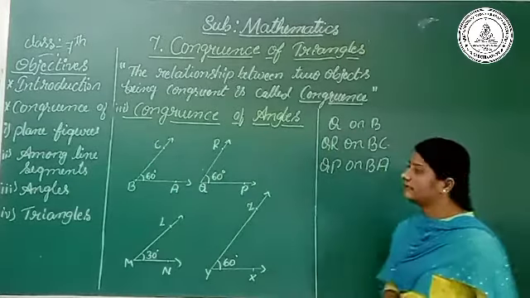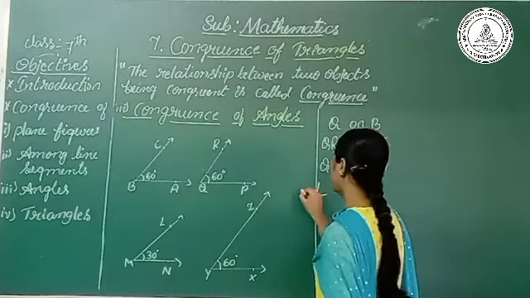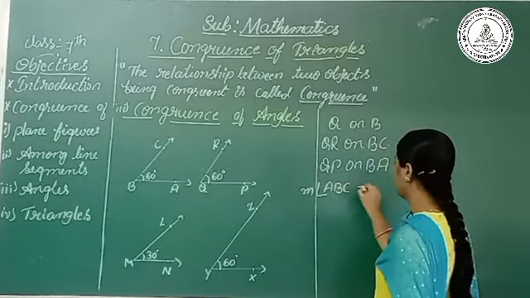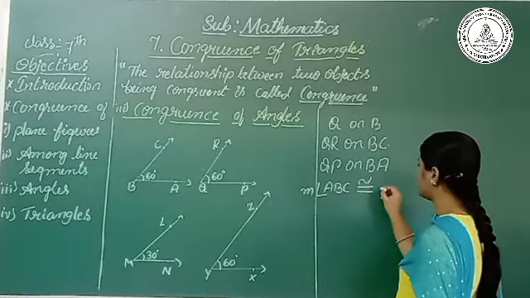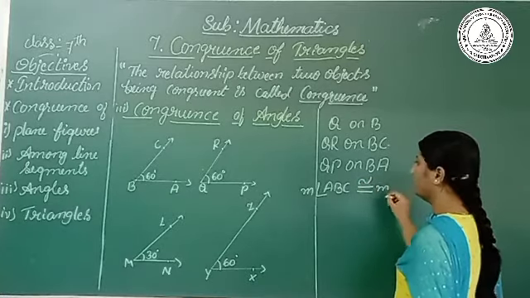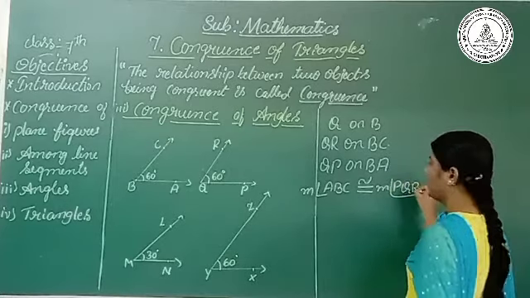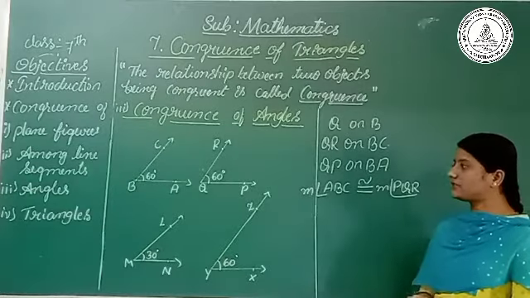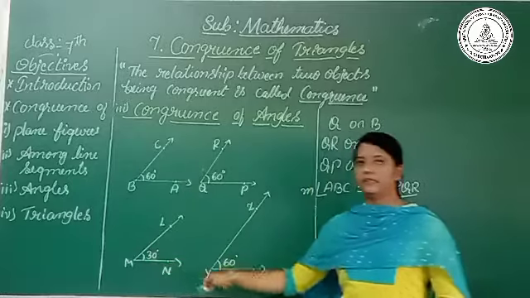Can we say that? Yes. Then write down here, the measure of angle ABC is equal to the measure of angle PQR. At the same time, let's try angle ABC and angle LMN.